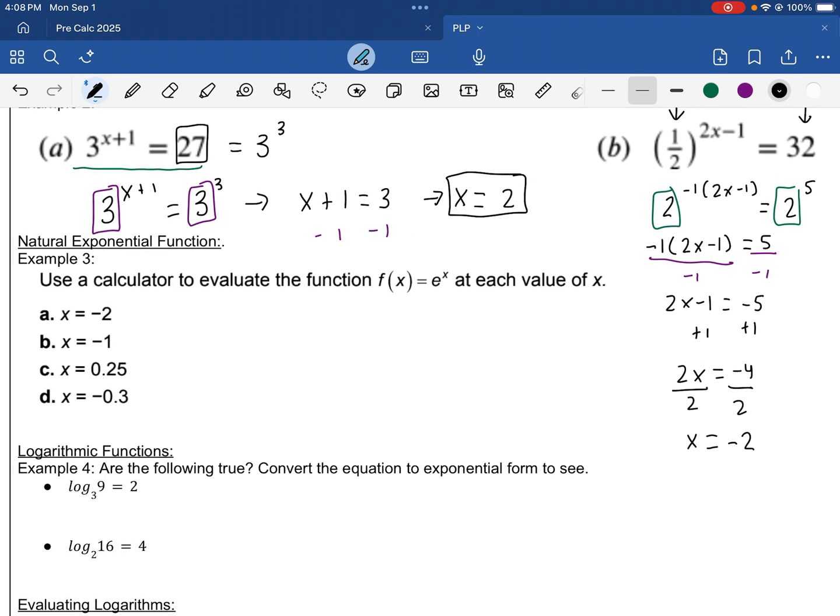Now, come on back over to the notes. On example 3, we're going to use a calculator to evaluate f of x is equal to e to the x power at each of these values of x. I'll give you a minute. Just type these into your calculator. If you cannot find that e key on your calculator, find a teacher, or if there's a Tiger tutor in there, find them. They should be able to help you find it. But go ahead and solve these four and find e to the negative second, e to the negative first, e to the 0.25, and e to the negative 0.3.